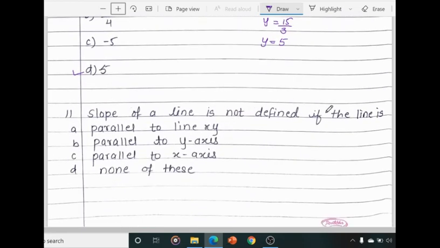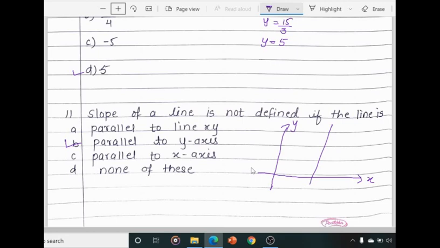The slope of a line is not defined if the line is either parallel to the xy line, parallel to the y-axis, parallel to the x-axis or none of these. See, the slope of a line is not defined if the line is parallel to the y-axis. Suppose this is our coordinate system, this is the x-axis and this is the y-axis. And if the line is parallel to the y-axis, it means it is perpendicular. So we get here tan 90 and we know tan 90 can't be defined. So it is not defined when the line is parallel to the y-axis.